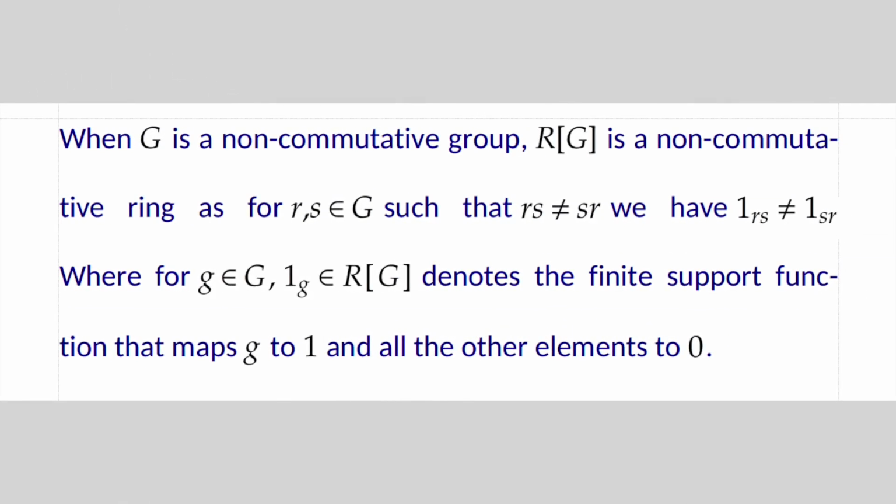When G is a non-commutative group, R of G is a non-commutative ring, as for r and s belonging to G such that rs is not equal to sr, we have 1 rs not equal to 1 sr, where for g belonging to G, 1g belonging to R of G denotes the finite support function that maps g to 1 and all the other elements to 0.